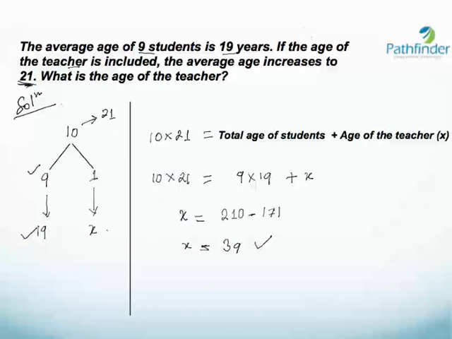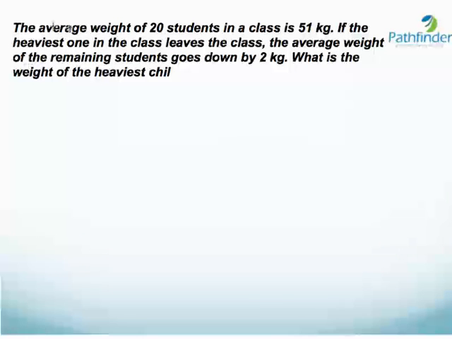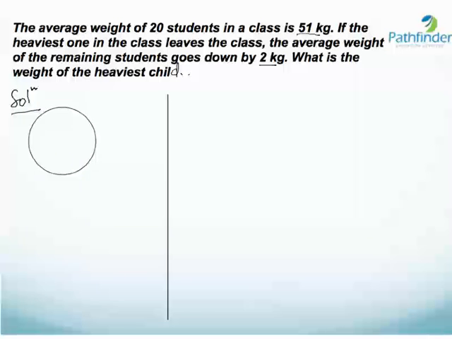Let us take a look at another question. So we have the average weight of 20 students in a class is 51 kg. If the heaviest one leaves the class, the average weight of the remaining students goes down by 2 kg. What is the weight of the heaviest child? So let us try to solve this. And once again, let us first of all identify how many people there are in this group. On the whole, there are 20 people in the group.